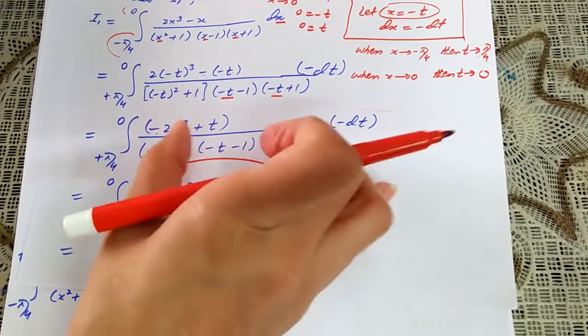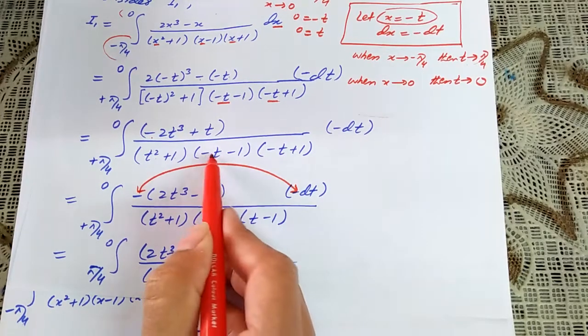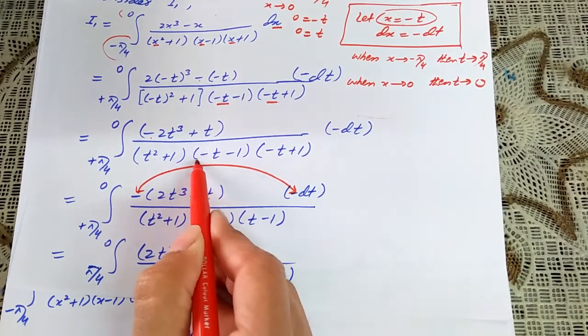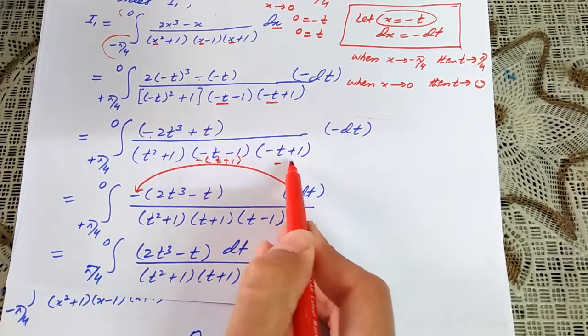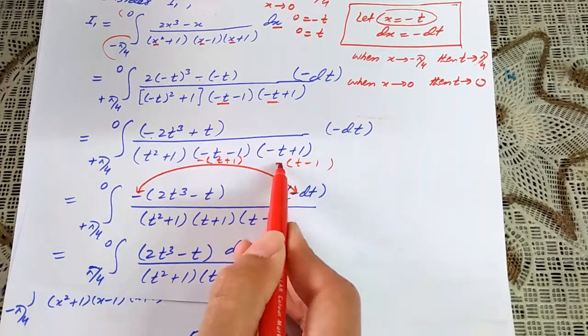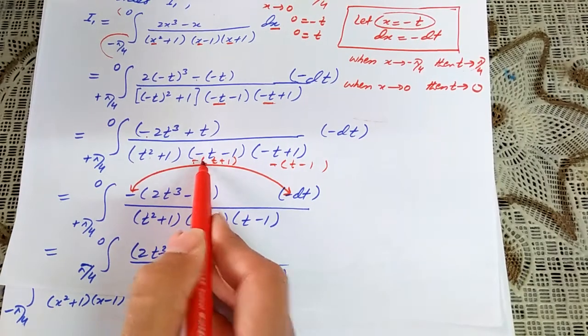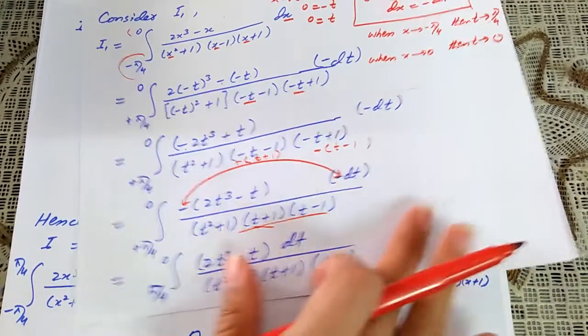So come back to this denominator. From this I can take the negative sign common. I will be left here with t plus 1. If I take the negative sign common from here, I will get t minus 1. Negative and negative will give us the positive 1, and I will get this thing here in my denominator.